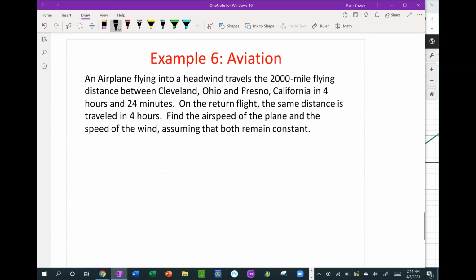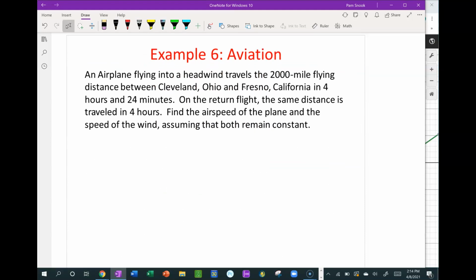All right, our last example is the real world example, and it comes from the world of aviation. We have an airplane flying into a headwind, travels the 2,000-mile flying distance between Cleveland, Ohio and Fresno, California in 4 hours, 24 minutes. On the return flight, the same distance is traveled in 4 hours. Find the airspeed of the plane and the speed of the wind, assuming both are constant.